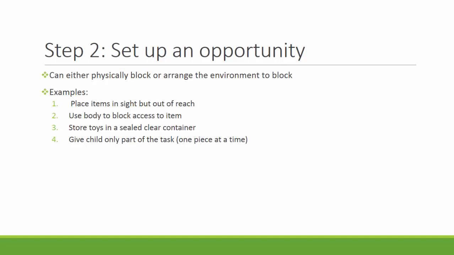So then we can arrange the environment to bring out the communication response. We can either physically block or arrange the environment by placing items in sight but out of reach, using your body to block access to the item, storing toys in a sealed clear container, as was the example in the previous video, or giving children only part of the task, one piece at a time, sabotaging the activity.